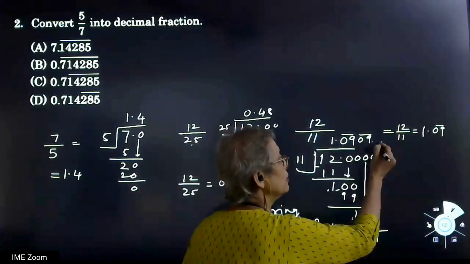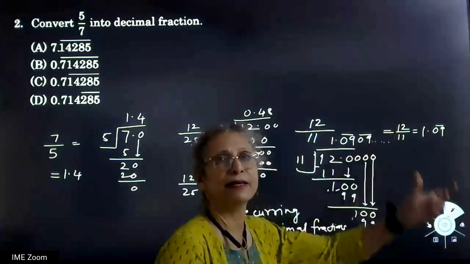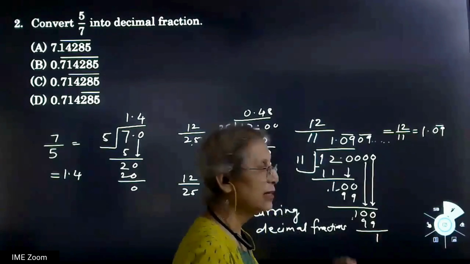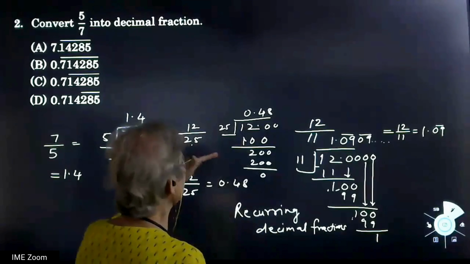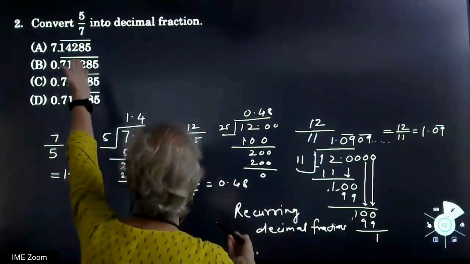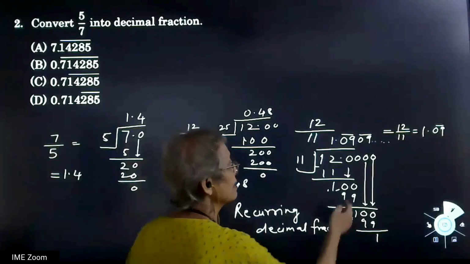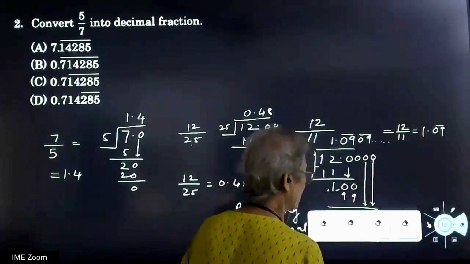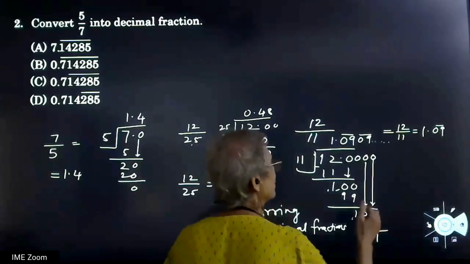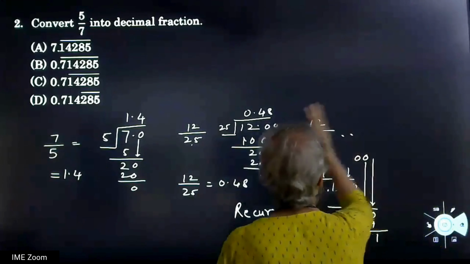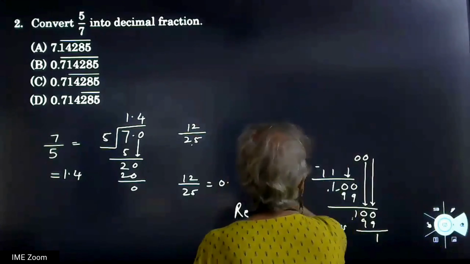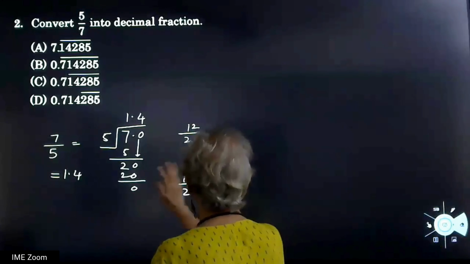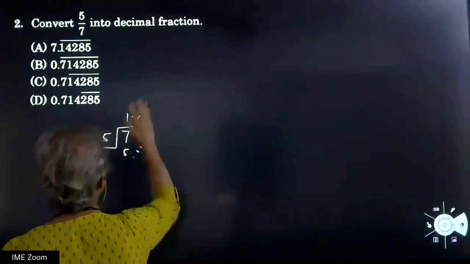1.090909. If you go on doing, you will get the same two digits again and again, and then it will be a recurring 1.09. So whenever the denominators are some prime numbers like this, we get recurring decimal fractions. Okay, so let us see the given sum now. This was just an example of what recurring decimal fractions are.